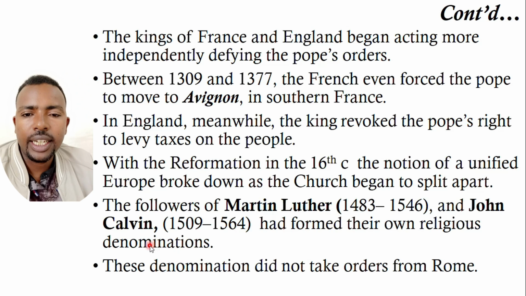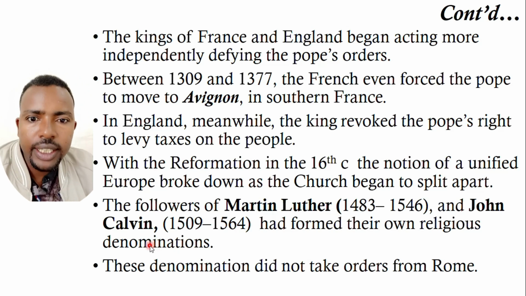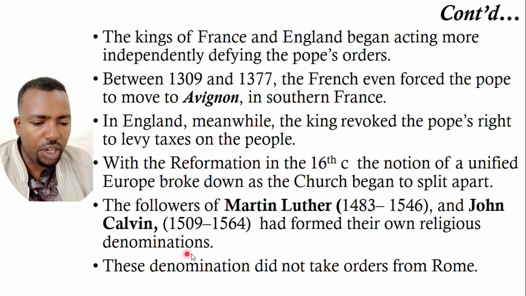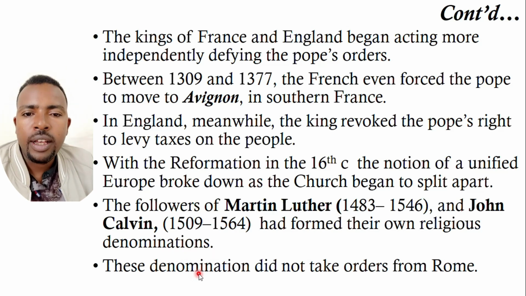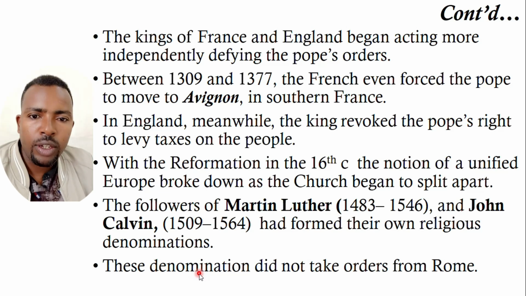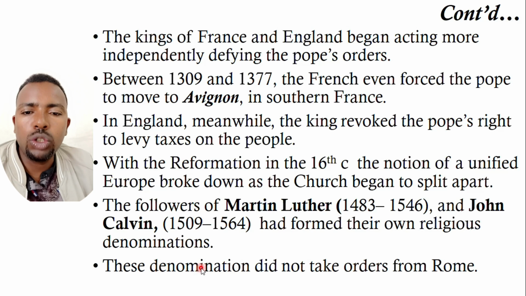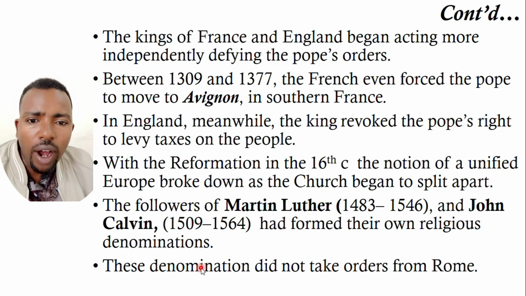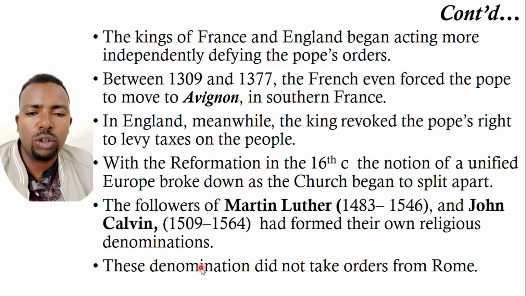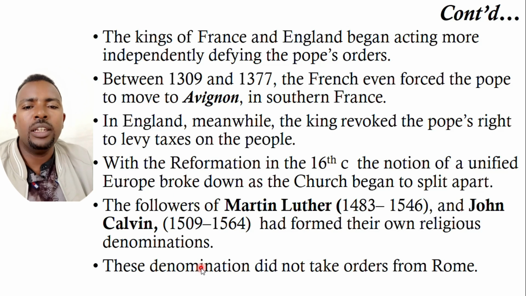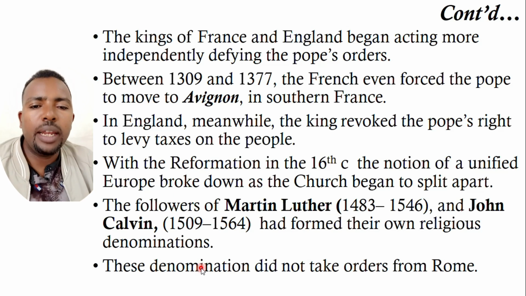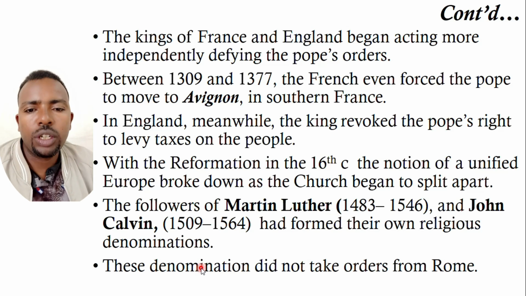They started opposition against the Roman Catholic Church and established their own denominations. These denominations refused to take orders from the Roman Catholic Church. So they were not subordinate to the authority and direction given by the Roman Catholic Church. This indicated how far the influence and the role of the Roman Catholic Church was breaking down, and their notion of bringing Europe under a unified religious and political map was not fulfilled.